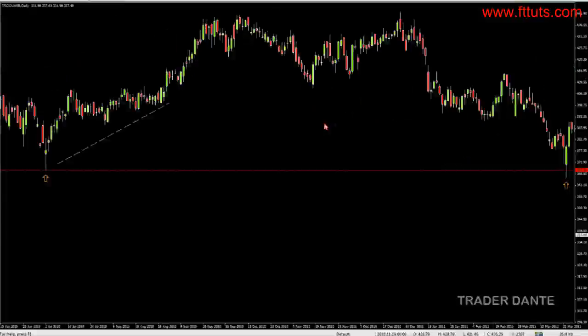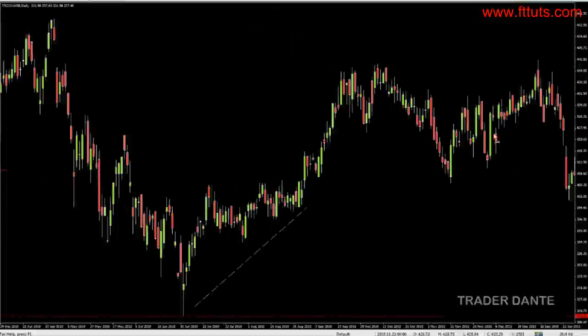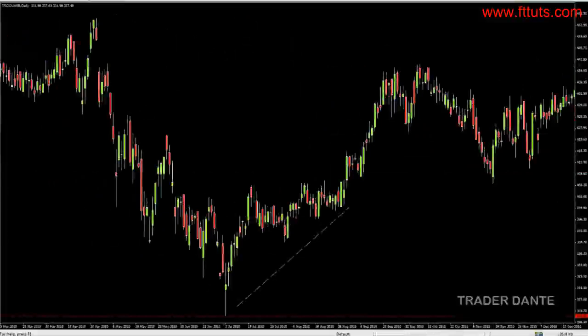Let's have a look at an example of a bearish swing failure. What we can see here is another swing point. Why is this a swing point? Because the market has swung up into this area and it swung away from this area. So it makes a swing high and it swings away.